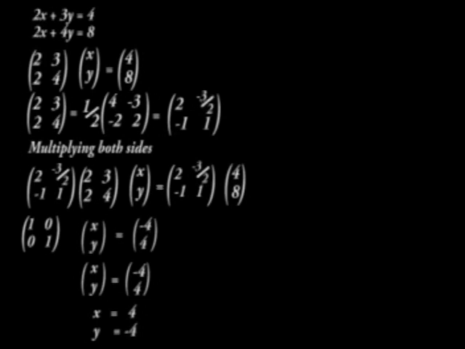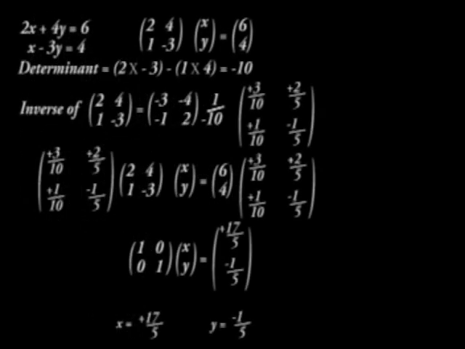Example 2, we solve the following simultaneous equations, and we follow the same procedure, and we'll end up with x is 17 over 5 and y is minus 1 over 5.